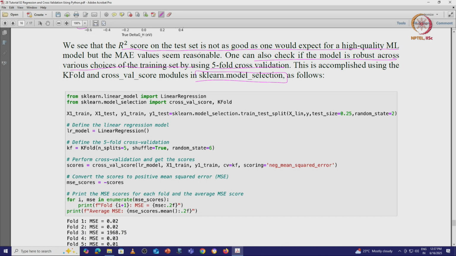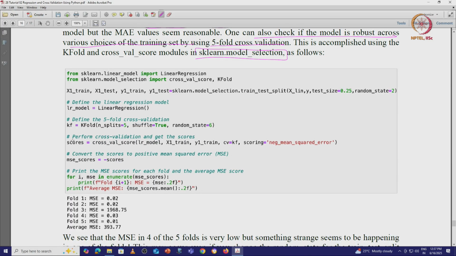So from sklearn.linear_model I am importing LinearRegression, and from sklearn.model_selection I am importing cross_val_score and KFold. This is again the simple train test split, that is the random state. So I am defining the linear regression model, defining the 5-fold cross validation procedure, that is the number of splits, whether you want to shuffle, what random state you want to use, and finally you can get the cross validation score of this linear regression model.